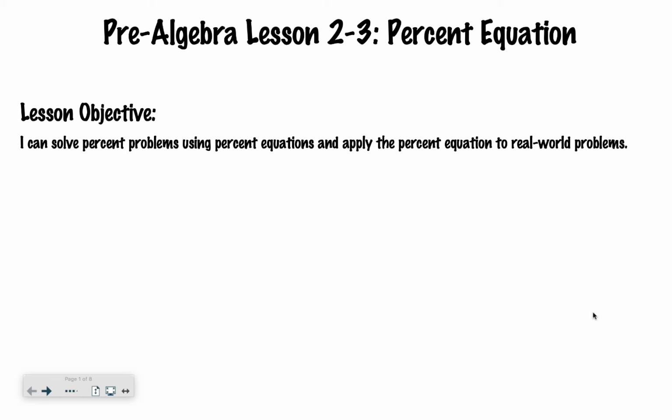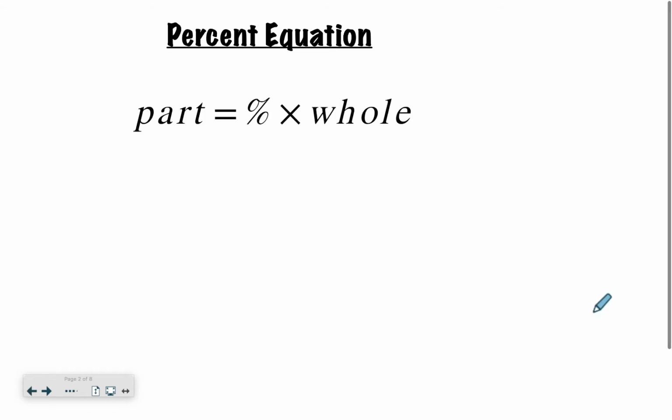Hello class, welcome to Pre-Algebra Lesson 2-3, which is all about the percent equation. By the end of this lesson, you should be able to solve percent problems using percent equations and apply the percent equation to real-world problems. So let's talk about what the percent equation is.